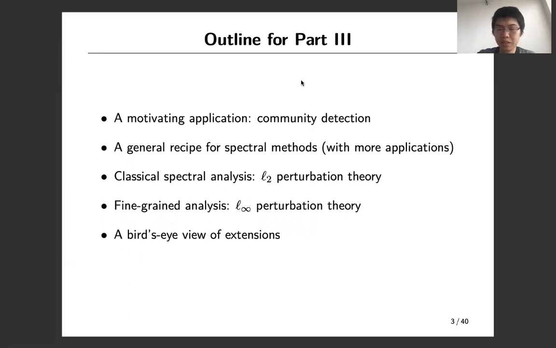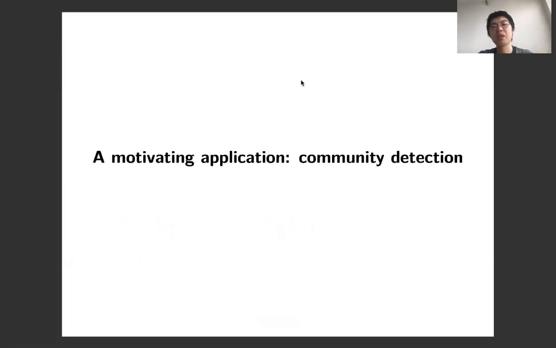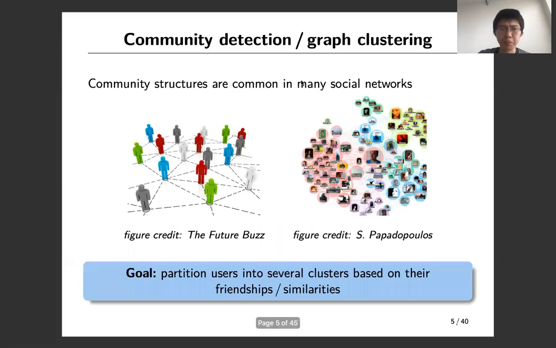Now, let me directly jump to the first part, the motivating application, community detection. We know that community structures are common in many social networks, whether it's a friendship network or co-authorship network. The goal of community detection is to partition the users into several clusters based on their friendship similarity graphs.